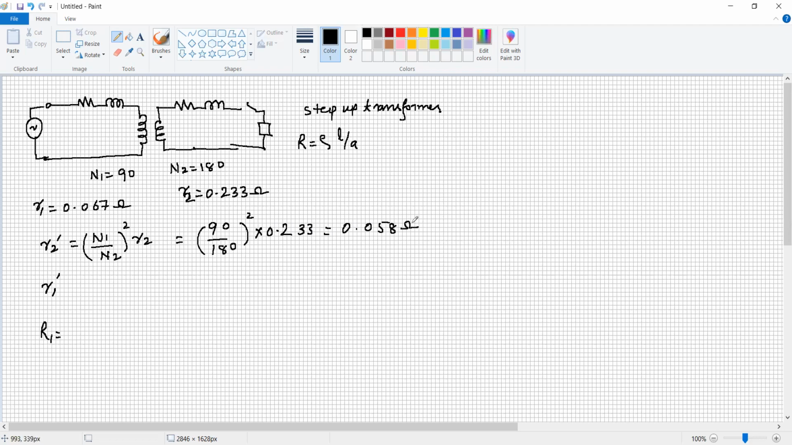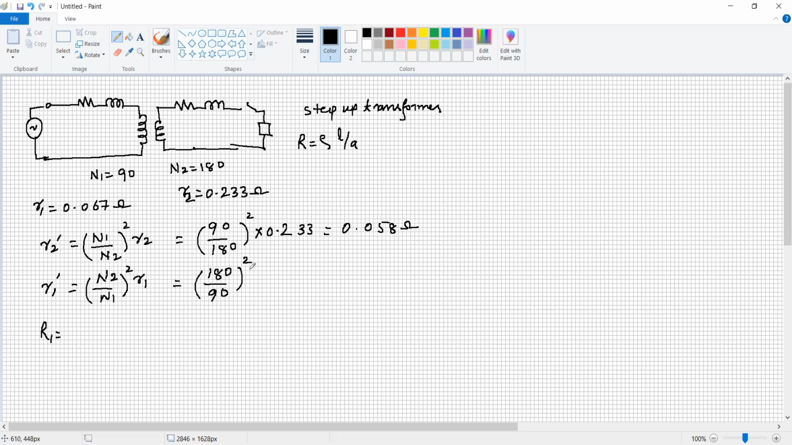See here, the value of resistance R2 when it is referred to the low voltage winding, here the primary winding is the low voltage winding because the number of turns is less. So the number of turns is less, hence its value decreases. Similarly, R1' when it is referred to the high voltage winding, it is N2 upon N1. The value should be greater than 1 ratio. So it is 180 divided by 90.